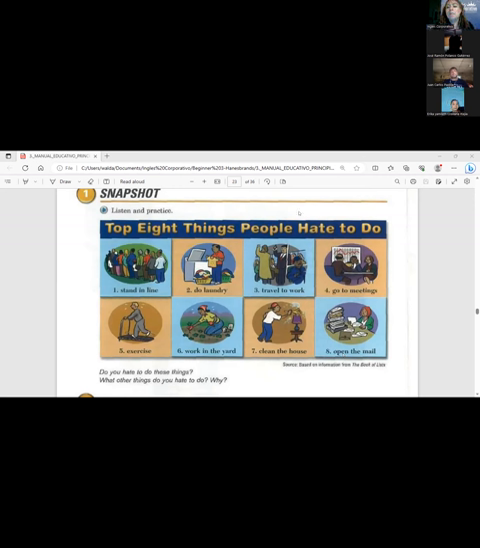Stand in line. Stand in line is more common, especially in the United States. But we can also say, in British English, stand in the queue. The queue. So the queue means the same thing as the line. How do you write this? Q. Yes, the Q. Okay. Stand in the queue. All right.